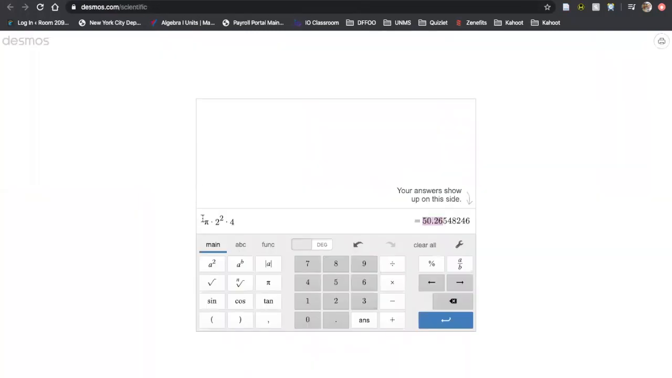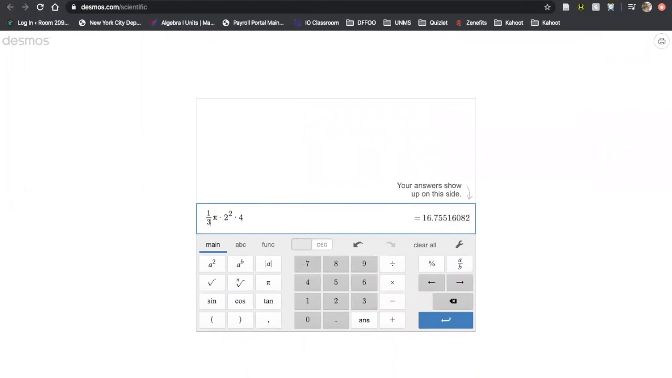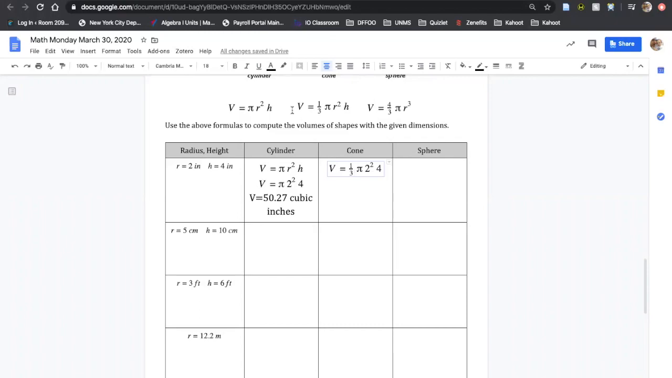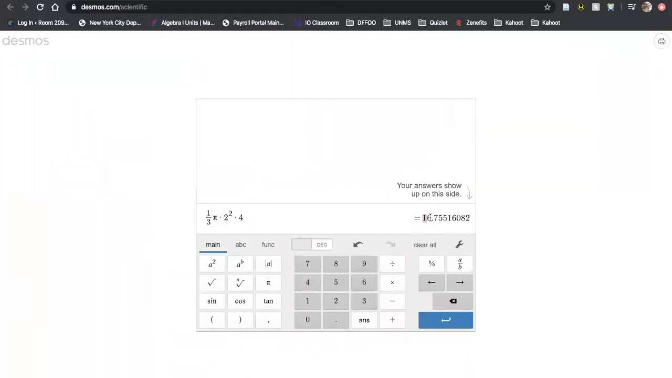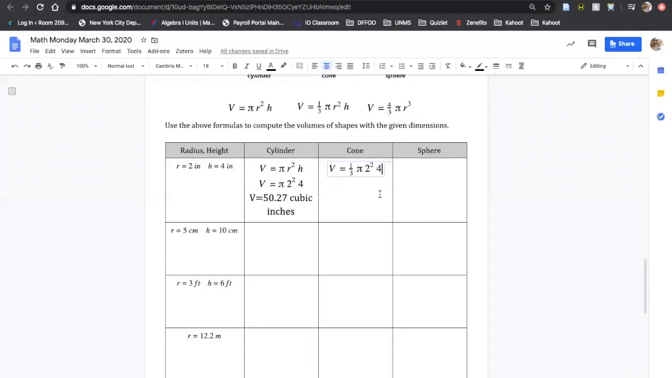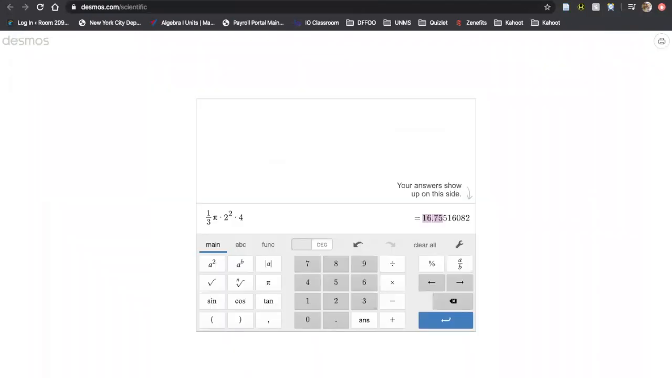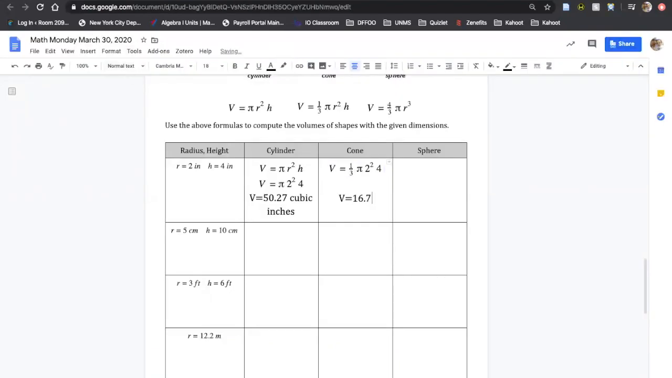So I'm going to go to the front here, and I'm just going to type 1 divided by 3. And it gives you a fraction right here with the calculator. So 1/3 times pi times 2 squared times 4 gives me 16.755. So I'm going to round that up to a 6. So in this case here, I'm going to say my volume is equal to 16 point, let's double check that, 76, right? And cubic inches.